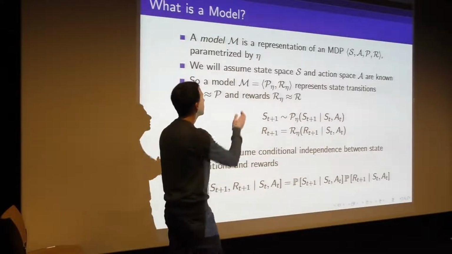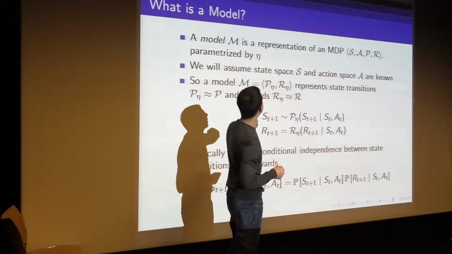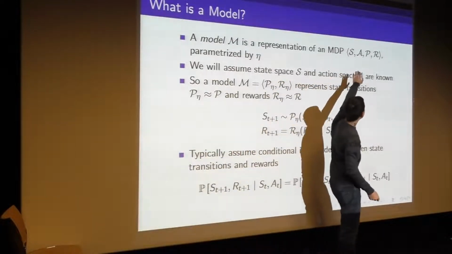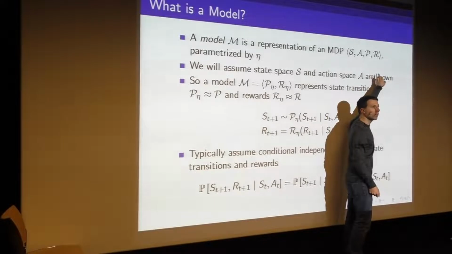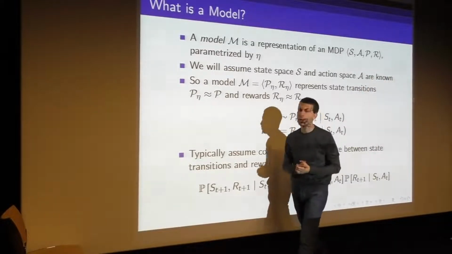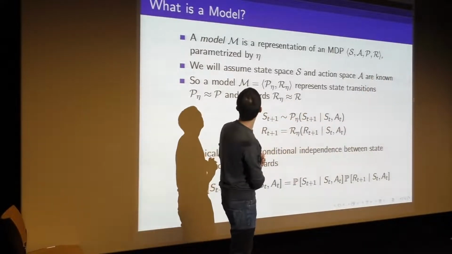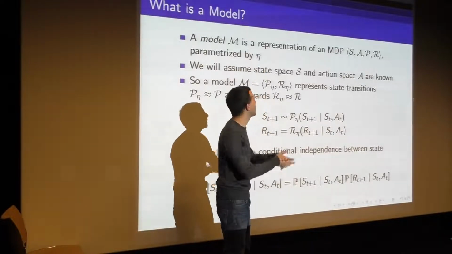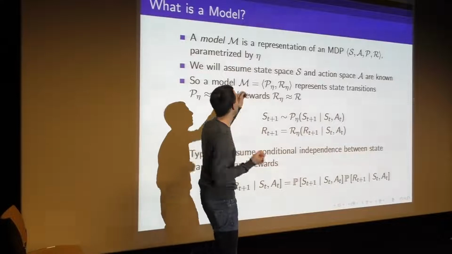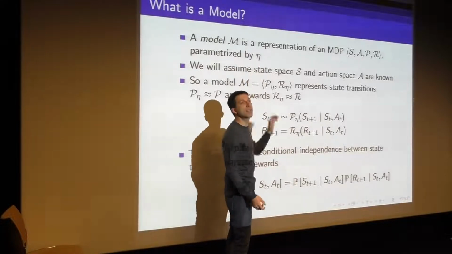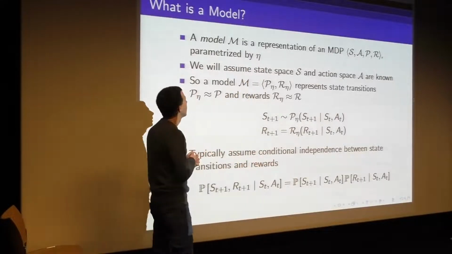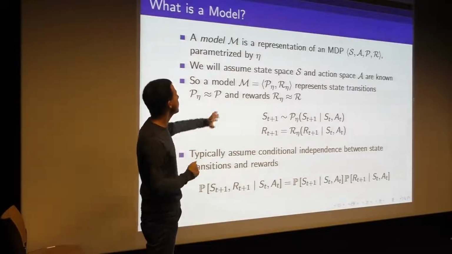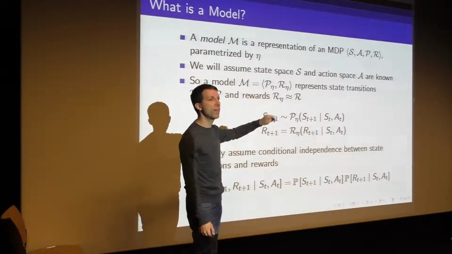Let's say that there's some representation of an MDP with some state space, action space, transition probabilities, and reward function. That was our definition of MDP from earlier in the course. And we're going to parameterize this thing. Think of this as maybe a neural network that we're trying to learn with some parameters. We'll use these parameters eta to represent our model. And we're going to assume that our state space and the action space are known.